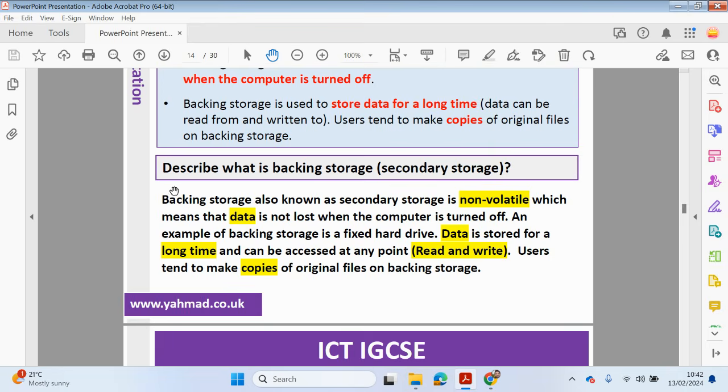So describe what is backing storage, secondary storage. Backing storage, also known as secondary storage, is non-volatile. So you can see we keep using these same keywords again, which means data is not lost when a computer is turned off. An example of backing storage is a fixed hard drive. Data is stored for a long time and can be accessed at any point, read and write. Okay, and users tend to make copies of original files onto backing storage. So data can be read and written to on backing storage as well.